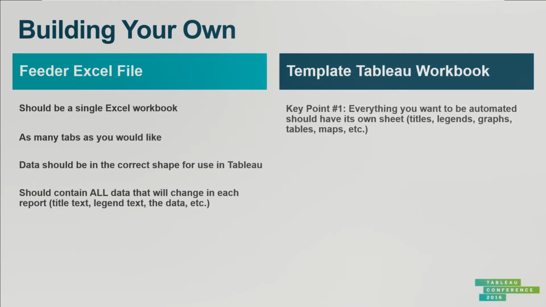With the template Tableau workbook, everything that you want to be automated is going to have its own sheet. So my titles that I want to change with my school names need to have their own sheets. My legends that I want to use need to have their own sheets. You can reuse the sheets on different dashboards, so I don't need 54 title sheets for my 54 letter portrait size dashboards. I can use the same one on every one, but it still needs to have its own sheet, so you still do have your number of sheets increasing very quickly.